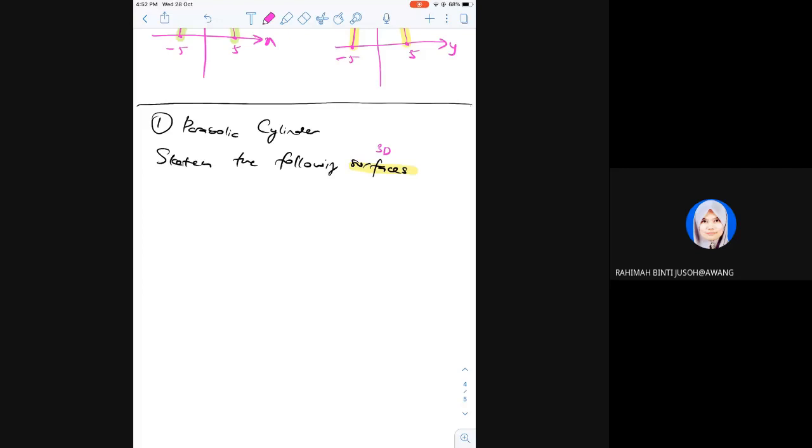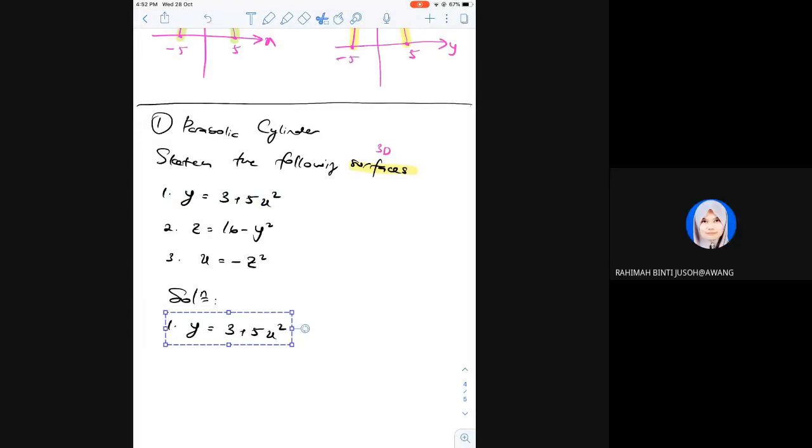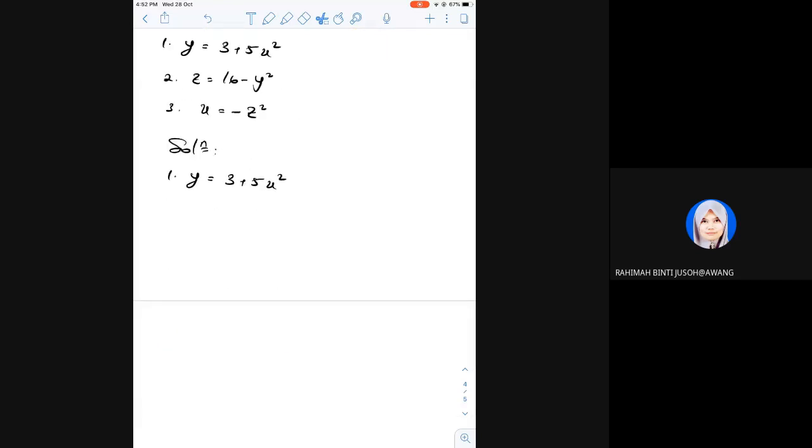Alright, so question number one. Let's say we have Y equals to 3 plus 5X squared. And then number two, we have Z equals to 16 minus Y squared. And then number three, we have X equals to negative Z squared. Okay, solution. Okay, question number one. Y equals to 3 plus 5X squared.